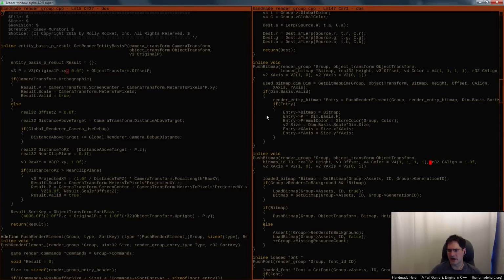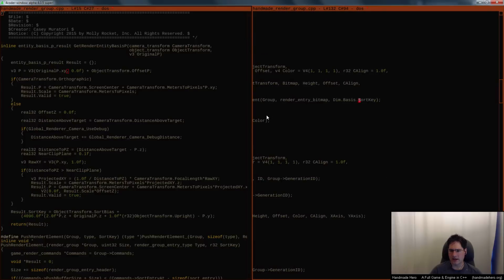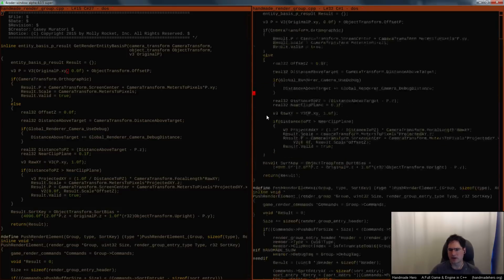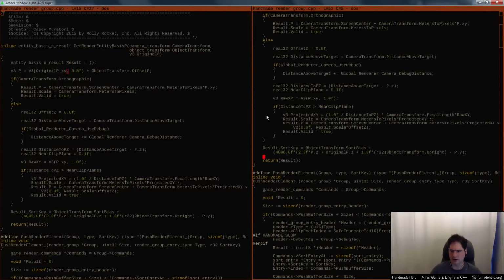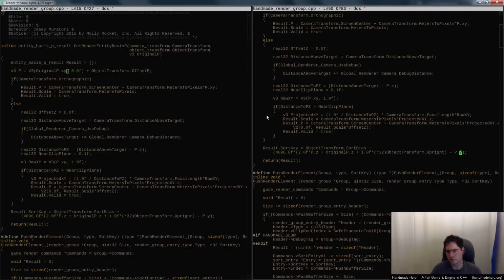So the question is, if we wanted to make this more explicit on the sort key stuff, we would have to pass a sort key through here in some way. And this basis sort key stuff is also problematic because presumably there's information in there that we wouldn't know otherwise, right? For example, meters to pixels affects this from the camera transform. Although in theory, if everything's being multiplied by meters to pixels, then it doesn't really matter. This is going to be real tricky to get right.